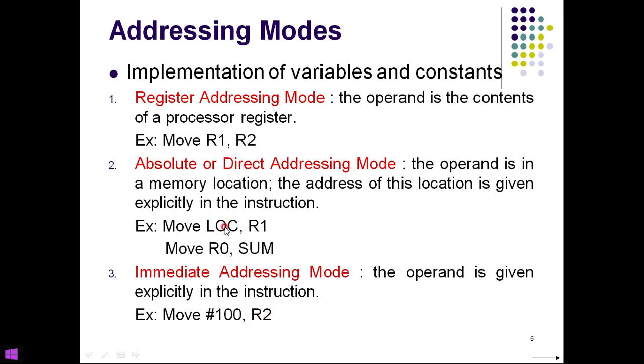Here, what happened? The contents of LOC will be moved into R1. Here, the contents of R1 will be moved into R2. But here, what is happening now? The value 100 itself will be moved into R2. So this is the difference between your register, immediate, and absolute. So these three are very important.